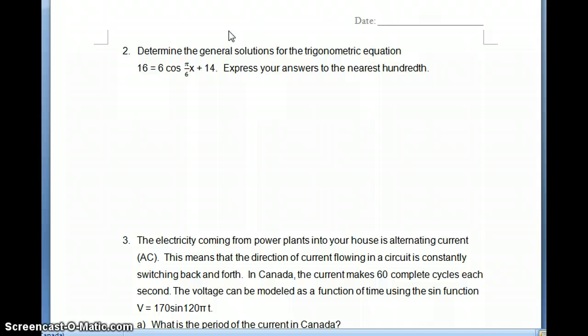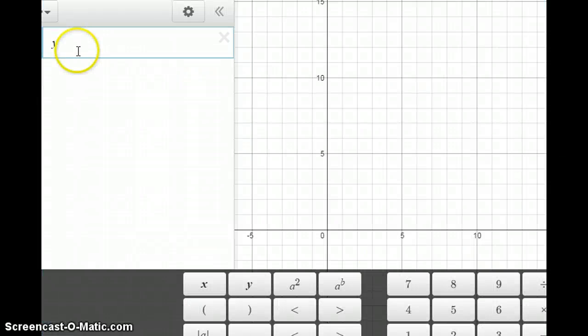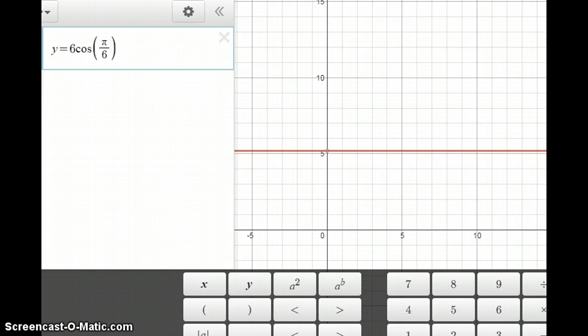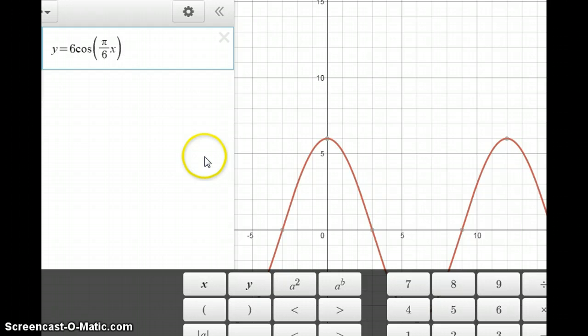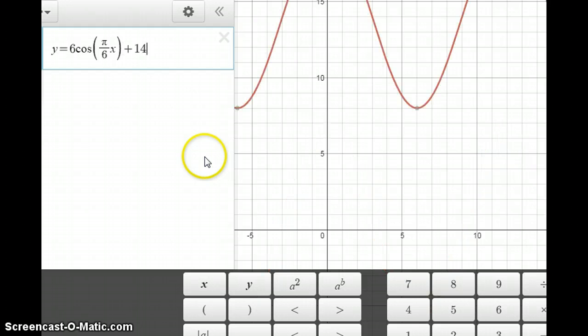And here we're going to express our answer to the nearest hundredth. There's a bunch of different ways you guys can solve this. We're going to put this into our graphing calculators. We have y is equal to 6 cos, bracket pi over 6 bracket, multiplied with just x, and we're going to be adding 14 there.